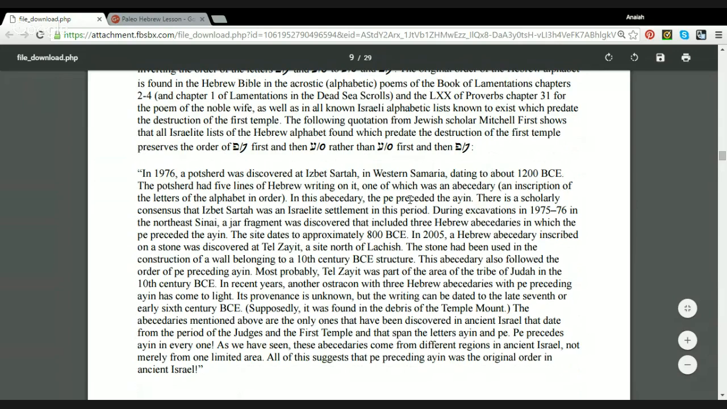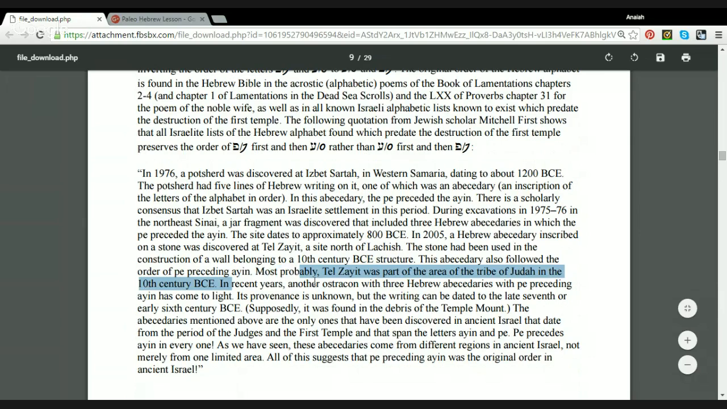And then it says, in 1975-76, a jar fragment which had 3 Hebrew abecedaries, in which the Pei precedes the Ayin. This site dates to approximately 800 BC. The first one was 1200 BC, so these are really ancient. In 2005, a Hebrew abecedary inscribed on a stone was discovered at Tel Zayit. 10th century BC, and it says, this abecedary also followed the order of Pei preceding Ayin.